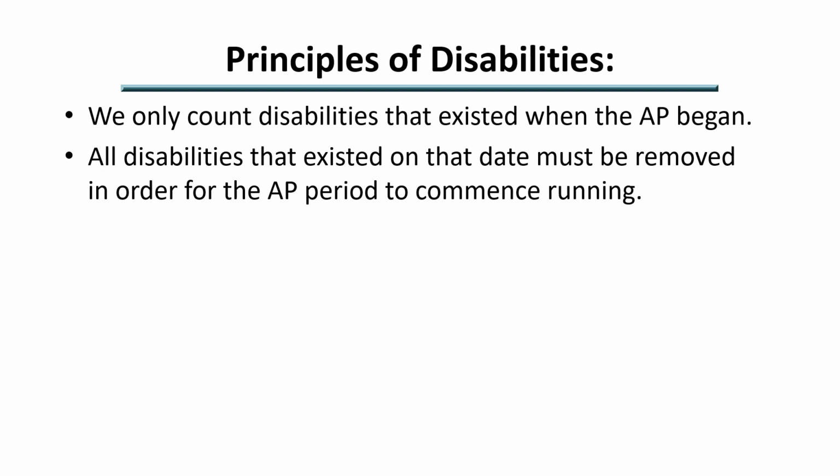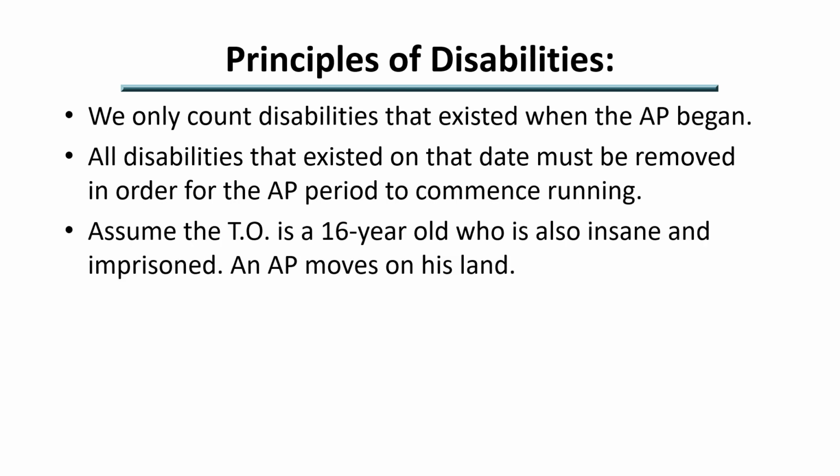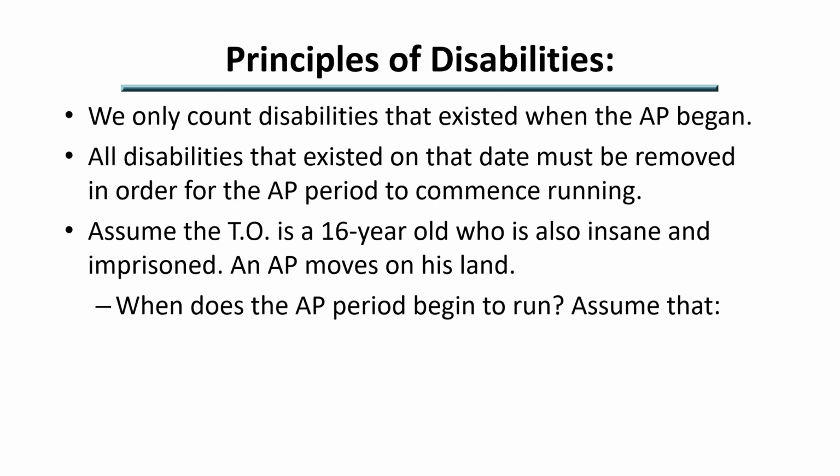However, all the disabilities that existed on that date, that is the date the adverse possession commenced, have to be removed in order for the adverse possession period to begin running. So let's assume that the true owner is a 16-year-old who is also insane and is in jail, and an adverse possessor moves onto the kid's land. Obviously, no statute of limitations in adverse possession will begin to run because this true owner is under 3 different disabilities. So let's assume that he turns 18.